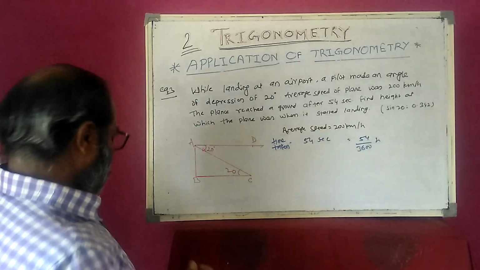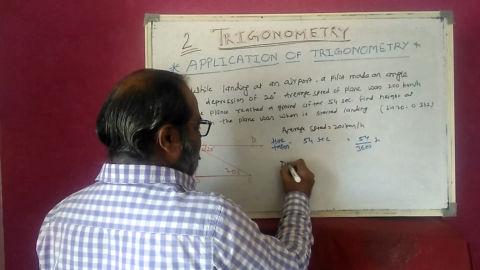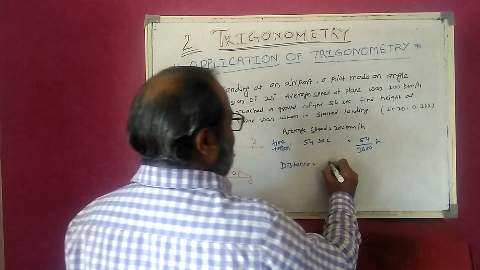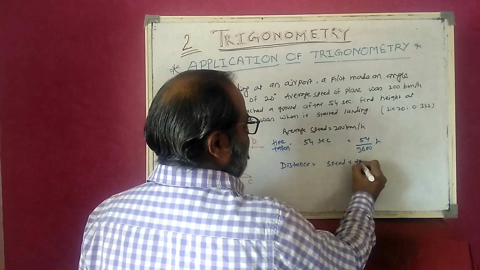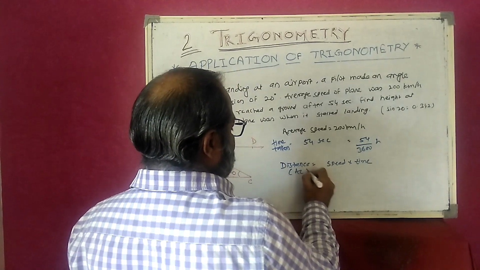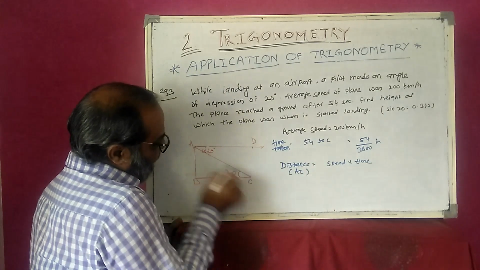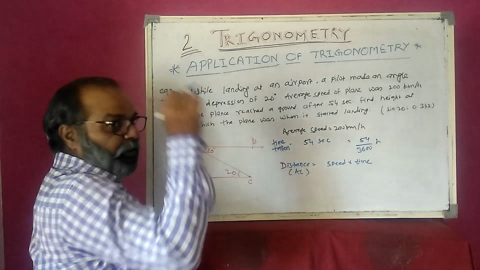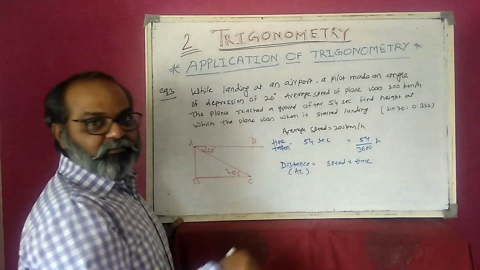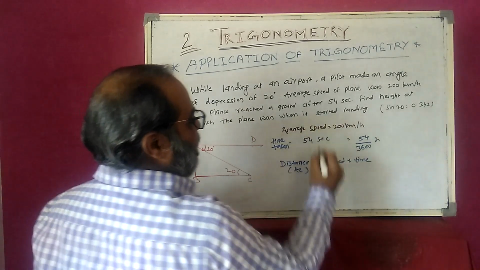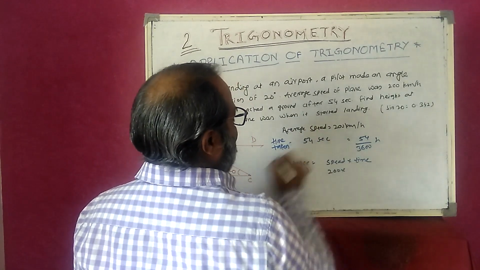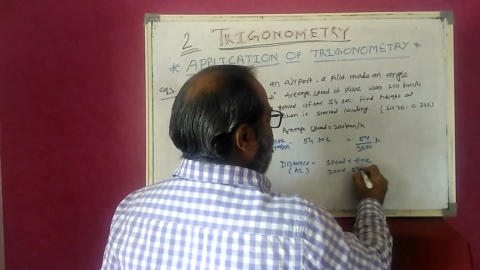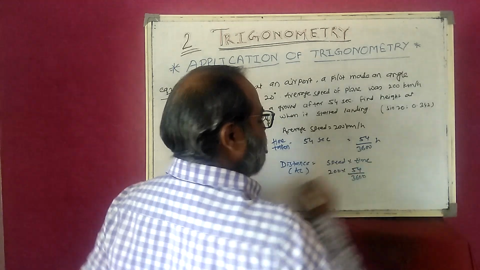Now we want to find the distance AC. What is the formula of distance? It is speed into time. So distance is AC, because we want to go from point A to point C, the point where the plane is going to land. The speed is given, 200 km per hour, and the time taken is 54 seconds, which I converted to hours, that is 54 divided by 3600.